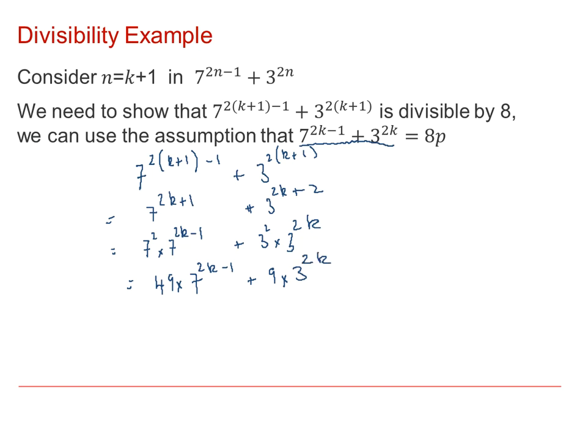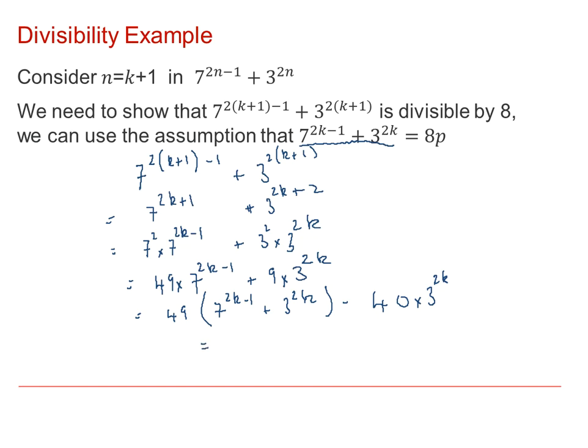Now, as a little trick, we can write that 9 times as being 49 times minus 40 times. So we can write this as being 49 multiplied by 7 to the power 2k minus 1 plus 3 to the power 2k, as long as we subtract from that 40 times 3 to the power 2k. Now hopefully you can see where we're going. The expression in the bracket there is the thing that we are assuming is equal to 8p.